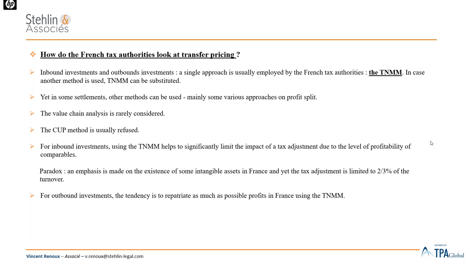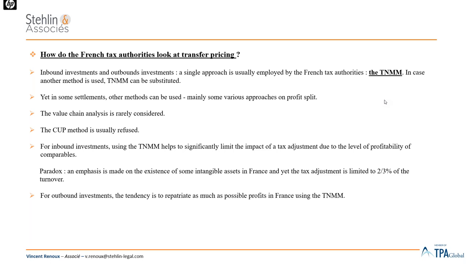So this approach they have developed, in particular for inbound investments, that would be for the French subsidiary of an international group, but also for outbound investments, that is for foreign subsidiaries of French groups. And why do they do that? Because they found out that it's very easy to use. In case another method is used, the French tax authorities will substitute the TNMM, arguing that the method used is not correct. In many cases, the substitution grounds are very weak, but nevertheless, that's what they do. And they use the TNMM at all times.